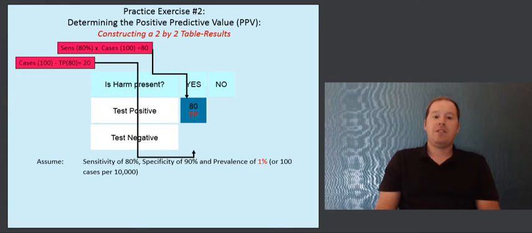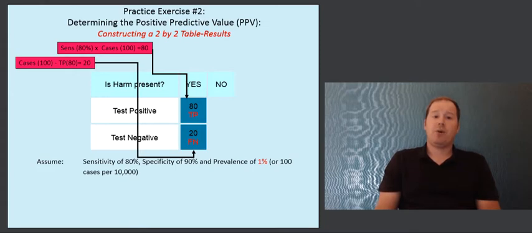How about negative test results? Well, here we're going to take the number of true positives and subtract it from the total number of people with the condition, 100, and we get 20. That's the number of false negatives that we're going to result from this.